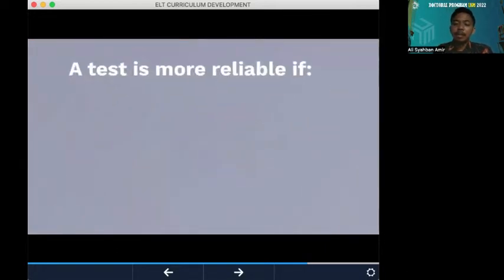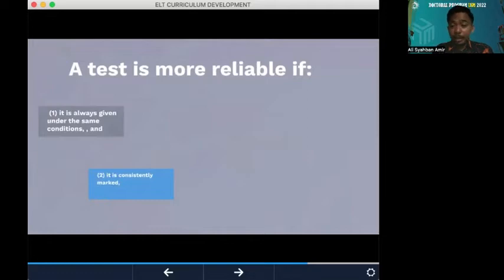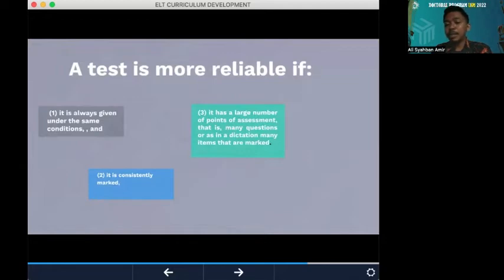A test is more reliable if it is always given under the same conditions, and it is consistently marked. It has a large number of points of assessment. There are many questions, or, as in dictation, many items that are marked.